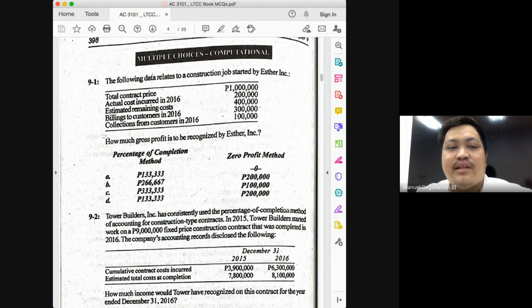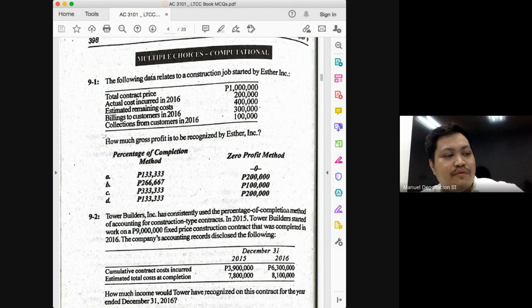How much are you still going to incur to finish the project? 400,000, and the 400,000 is your estimated remaining cost. So if you're trying to figure out the total cost, then it should be logical, class, that you add everything you've already incurred and your amount that you will still have to incur. I hope that makes sense to you.